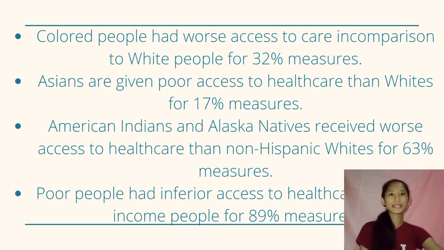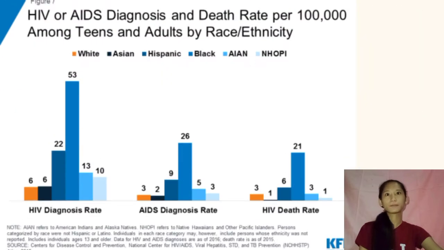Asians are given poorer access to healthcare than white people for 17% of measures. American Indians and Alaska Natives received worse access to healthcare than non-Hispanic whites for 63% of measures. And poor people had inferior access to healthcare than people with high income for 89% of measures.